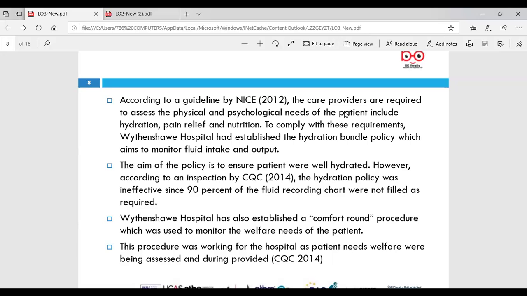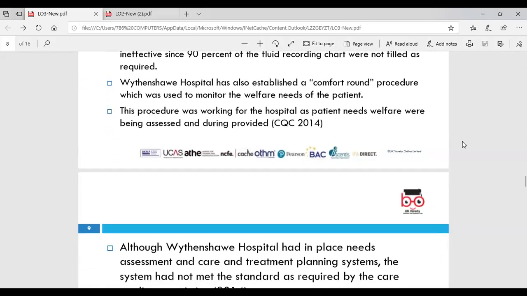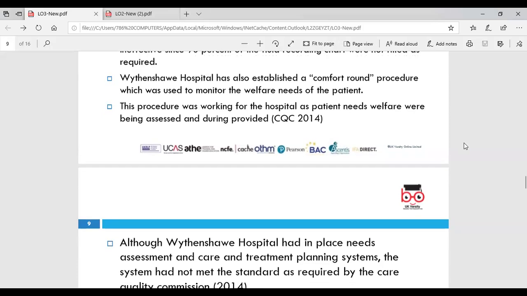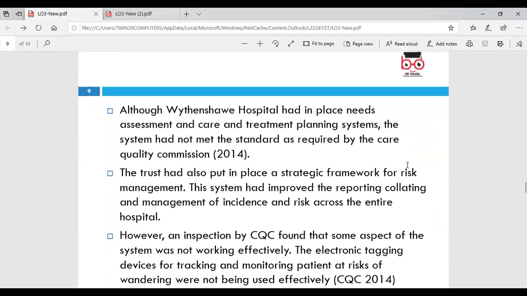According to the inspection by CQC in 2014, the hydration policy was ineffective since 90% of the fluid recording charts were not filled as required. That made this whole policy very redundant. The hospital also established a comfort round procedure, which was used to monitor the welfare needs of the patients. This procedure was working for the hospital, and the patients' needs regarding welfare were being assessed and provided. Although Shaw Hospital had in place the needs assessment and care and treatment planning, the system did not meet the standards required by the Care Quality Commission, CQC.